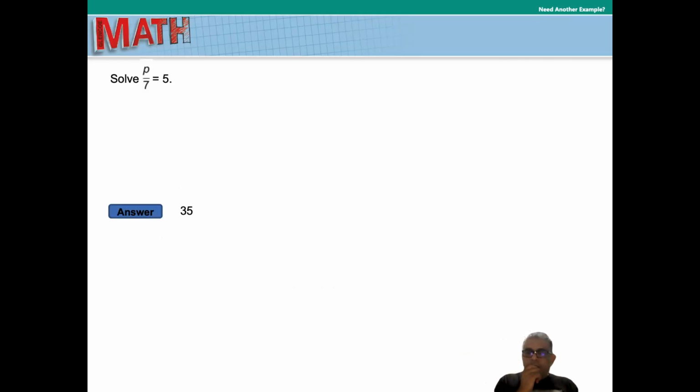How many groups do we have? 5. How many in each group? 7. So then you should be able to figure out the total amount because you have 5 groups, and in each group you have 7. 7 plus 7 plus 7 plus 7 plus 7. And you're going to get the answer. Do this one by yourself, write it down, and show Ms. Romero.